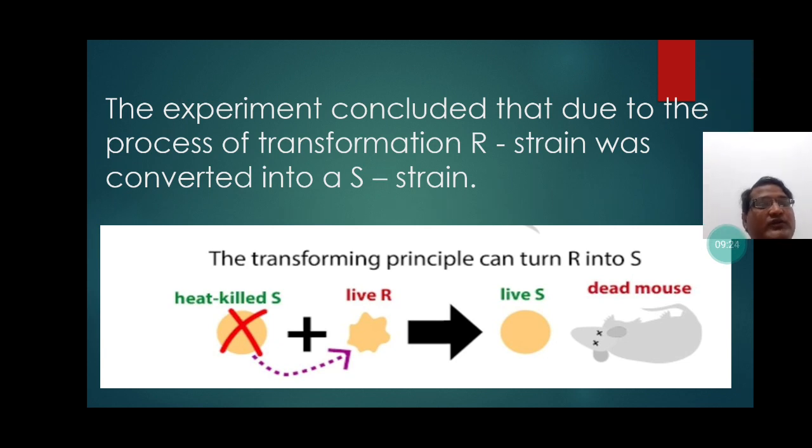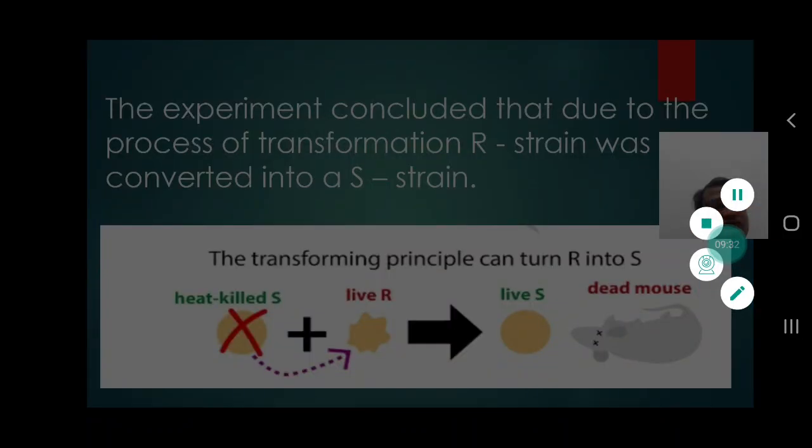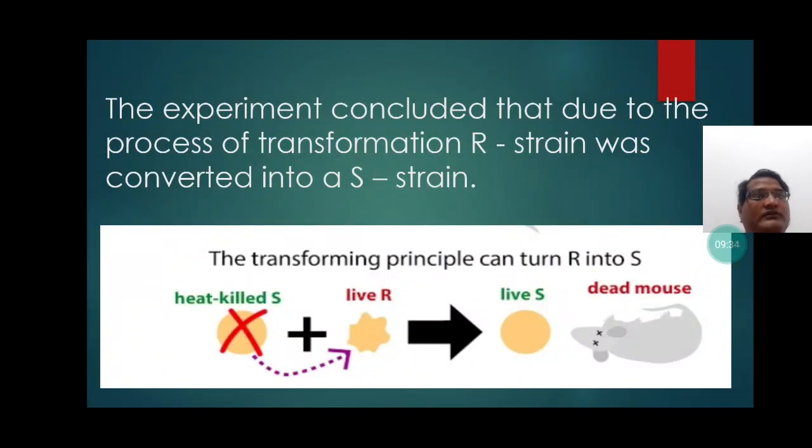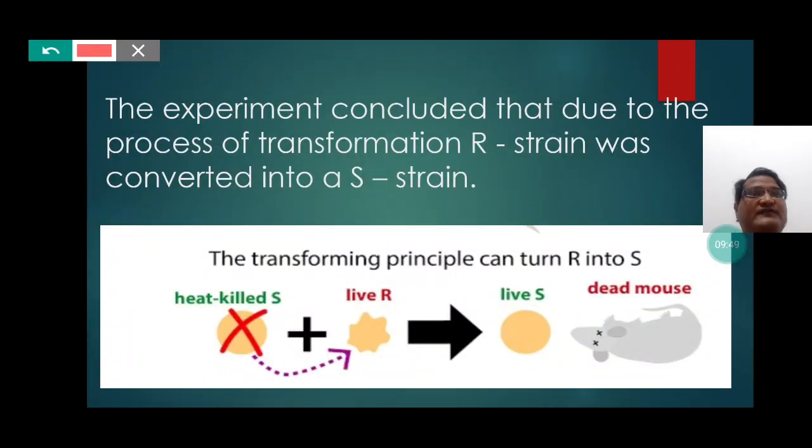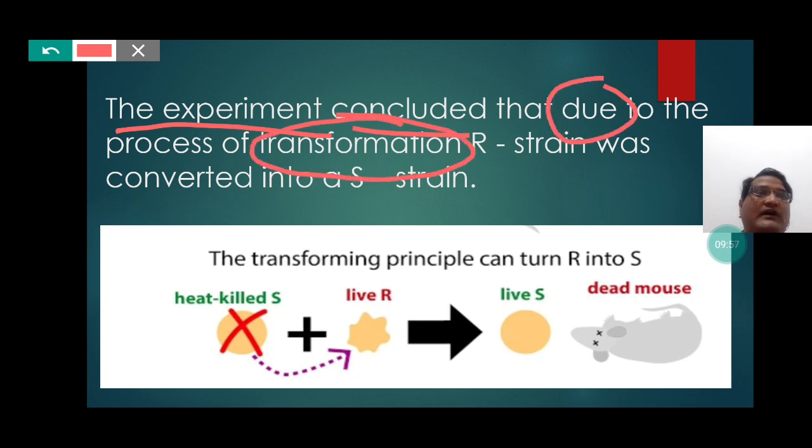The experiment concluded that due to the process of transformation, R strain was converted into S strain. So students, this experiment concluded that due to the process of transformation, the R strain was converted into S strain.